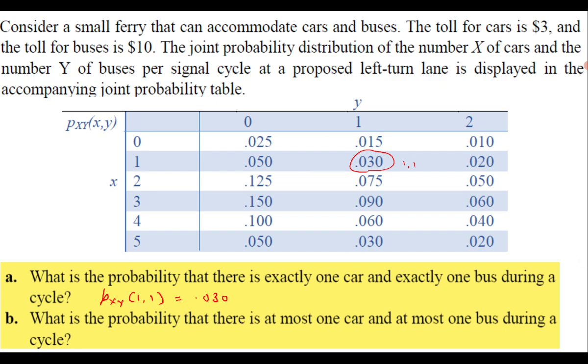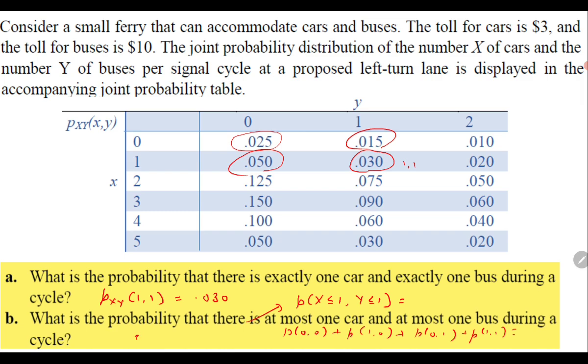There is at most one car and at most one bus. Please do try by yourself. So this part is x less than or equal to 1 and y less than or equal to 1. So we need to consider all possible values when x is less than or equal to 1 and y is less than or equal to 1. So it means P00 plus P10, plus P01, and P11, which is already there. Add them and the answer is 0.120.